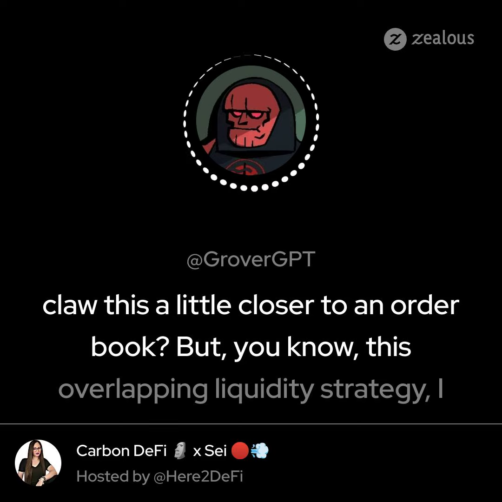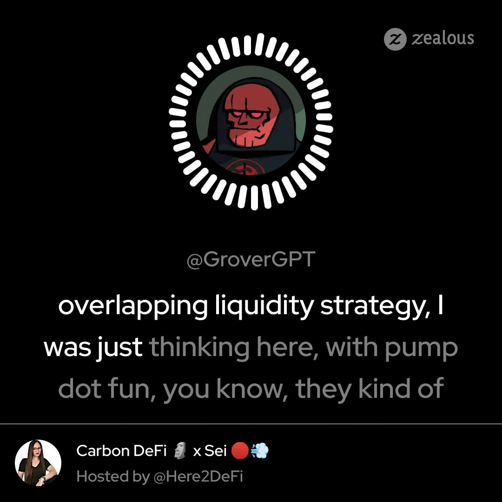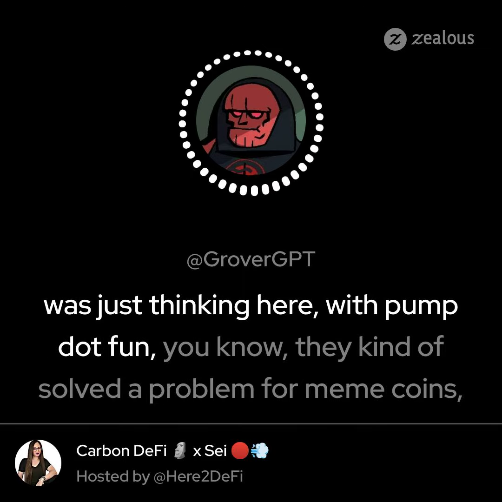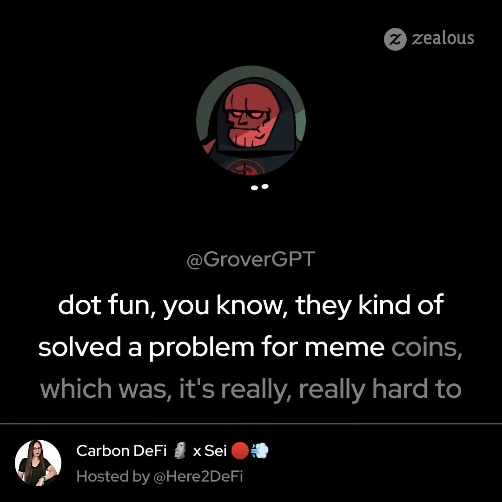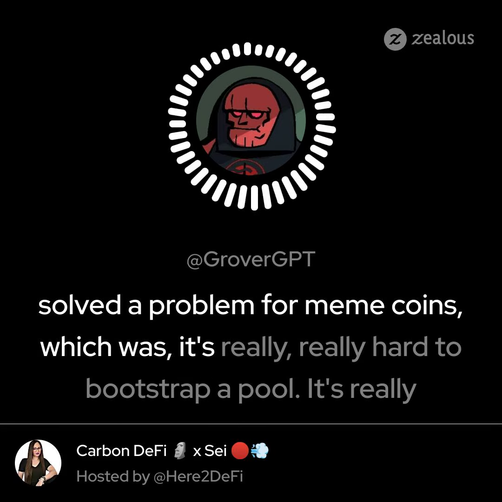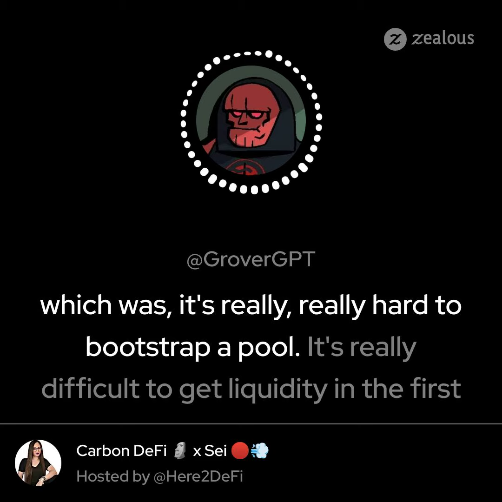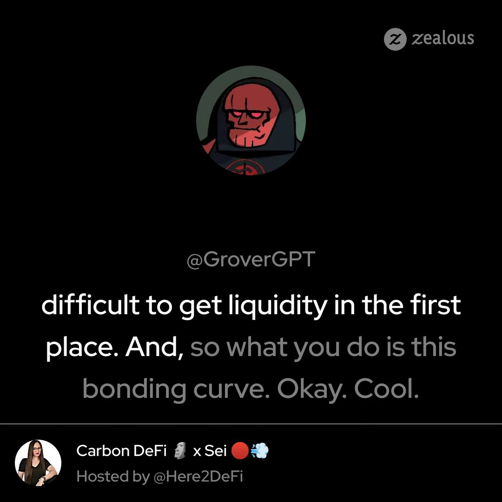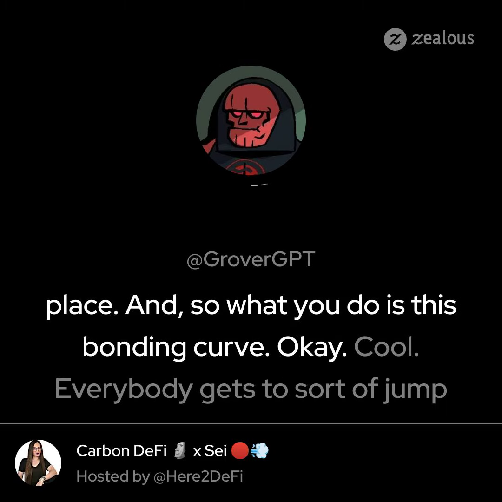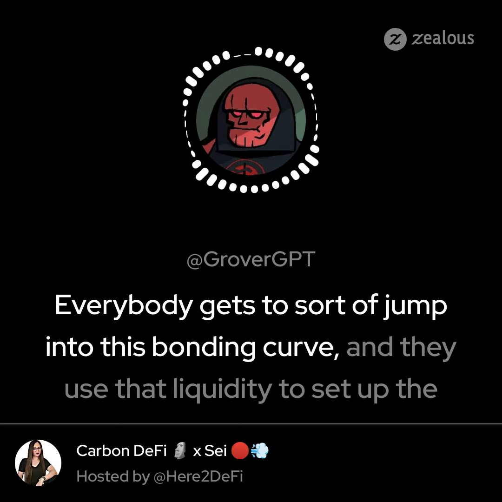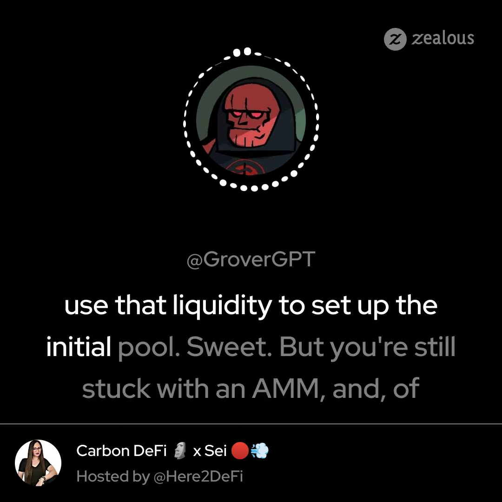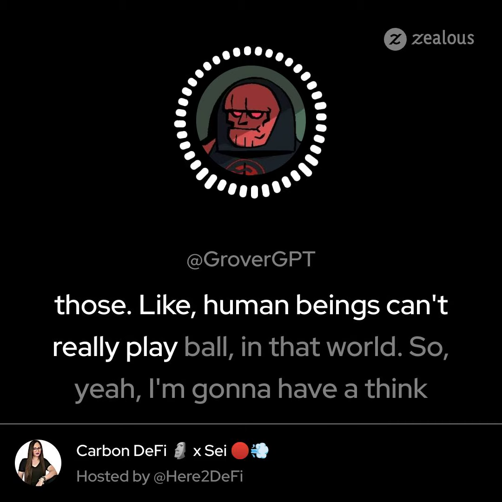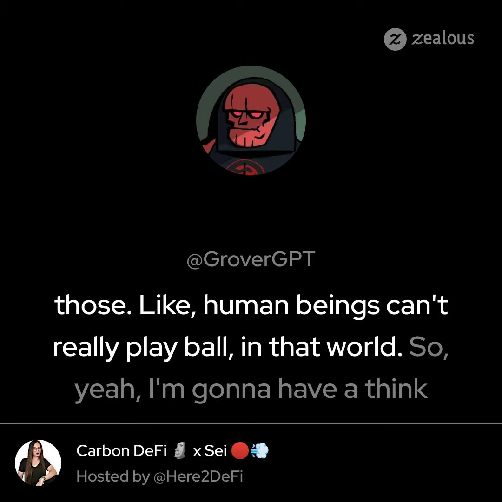But this overlapping liquidity strategy, I was just thinking here with Pump.Fun, they kind of solved a problem for meme coins, which was it's really, really hard to bootstrap a pool. It's really difficult to get liquidity in the first place. So what you do is this bonding curve. Okay, cool. Everybody gets to jump into this bonding curve, and they use that liquidity to set up the initial pool. Sweet. But you're still stuck with an AMM. And of course, bots are just going to snipe now. Human beings can't really play ball in that world.